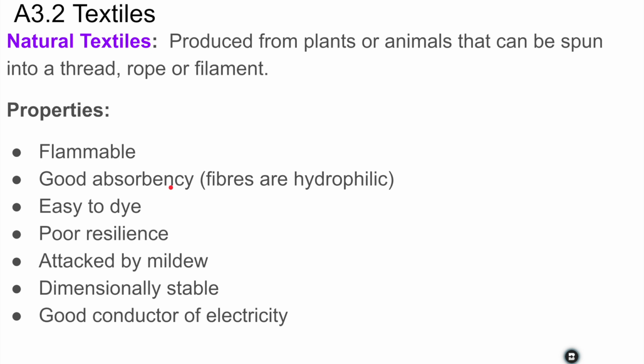Natural textiles are produced from plants and animals and can be spun into thread, rope, or filament. Some of their properties are that they're flammable because they're natural. They have good absorbency, so they are quite hydrophilic, which means that they like water and will absorb water. They're easier to dye because the dyes will penetrate the natural fibers, but they can have poor resilience. In other words, they can rot and can be attacked by mildew. They're not dimensionally stable because they are natural, so there are imperfections in all of them. And they actually conduct electricity pretty well.